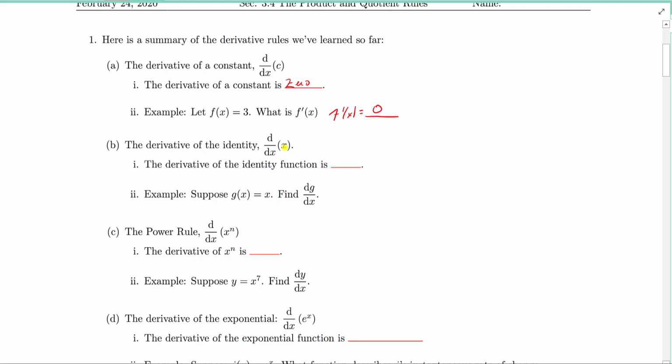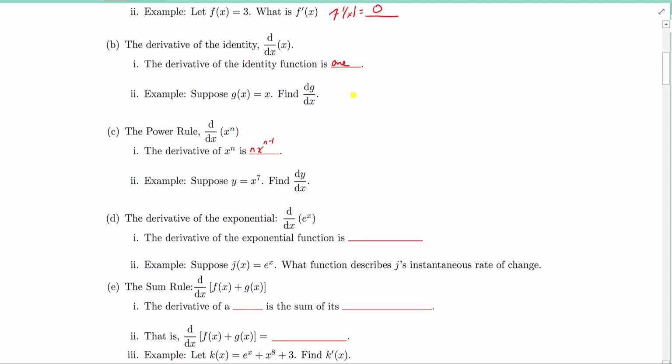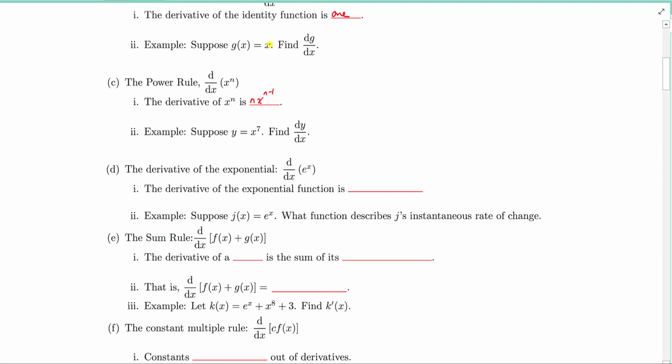Okay, so the next one is the derivative of the identity function. We saw in an earlier video that the derivative of the identity function is 1. Likewise, we saw in another video that the derivative of a power function is n x to the n minus 1. And it's interesting that this actually holds for any rational number. So I'll let you find the derivative of y to the 7th. Make sure you do this one as well. Each one of these, make sure you do the example.